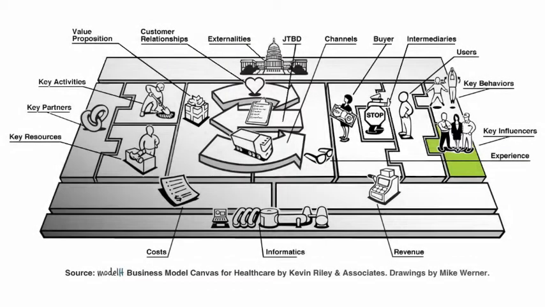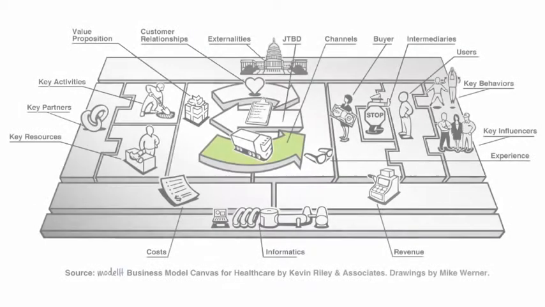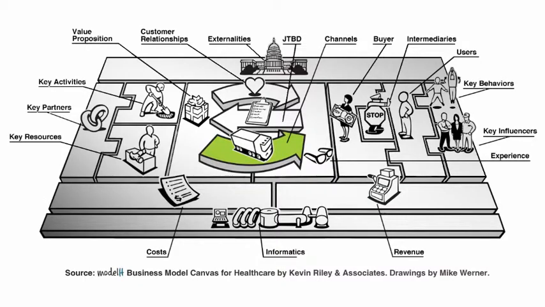Key influencers affect a user's understanding and ability to complete their job to be done. In this model, the FDA, which publishes cord blood banking information for consumers, hospitals, and birthing centers, acts as a key influencer to all parties involved. Channels are the way a company brings its value proposition to market.